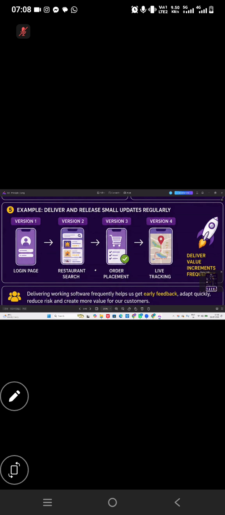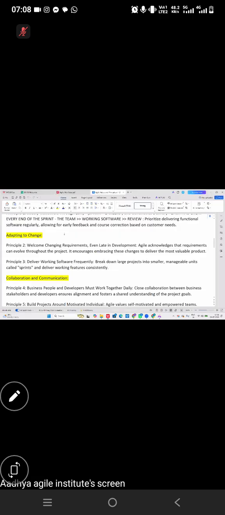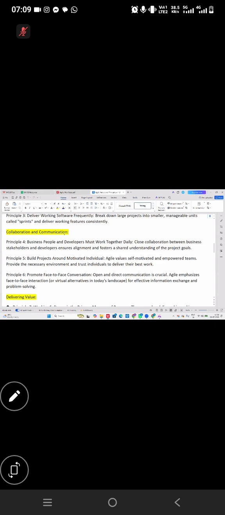Now the next one. This is the third one. The fourth one I'm talking about says collaboration and communication. Points 4, 5, 6 come under collaboration and communication. What does collaboration mean in layman's language? Connecting with people. Communication is nothing but we are upfront, we are in sync with each and everyone. That is what we discussed, right? So please understand here: business people and developers must work together daily.